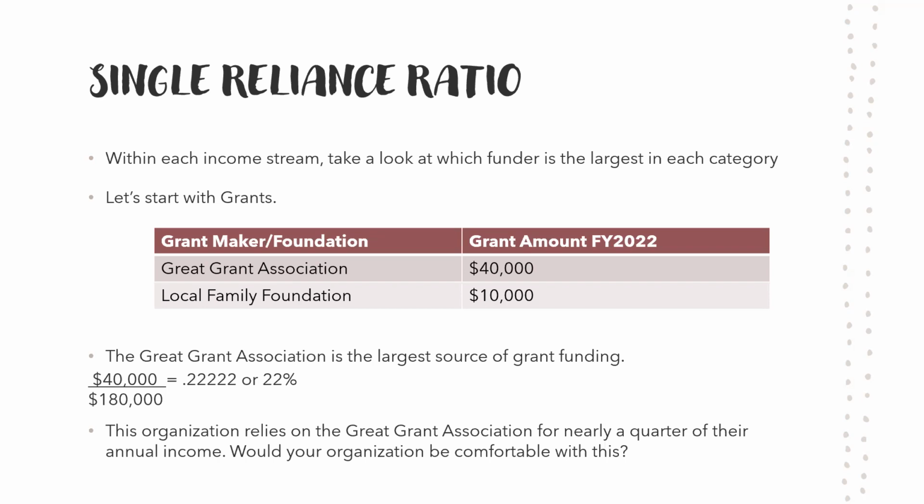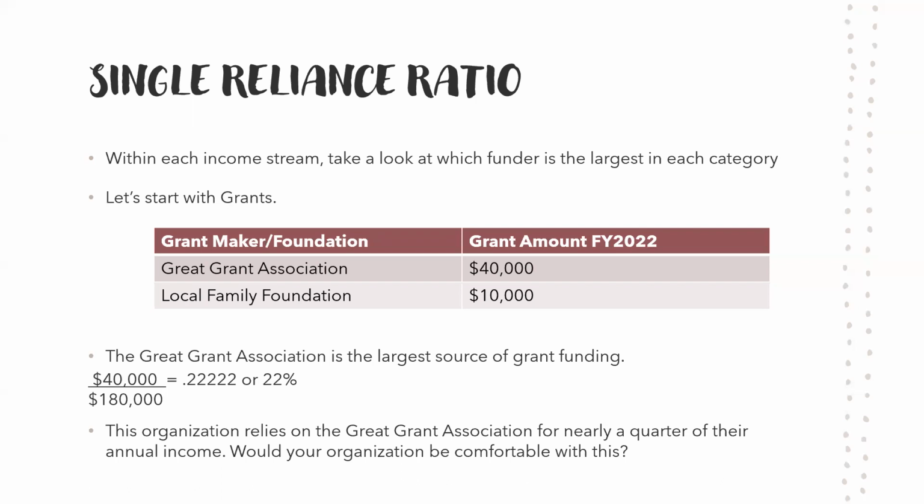And so we're going to do that math problem that we saw on the last slide, and we're going to take the amount of our largest funder divided by the amount of our annual budget. So you can see here, that's $40,000 divided by that $180,000 total annual income that we saw earlier, or 0.22222, which is 22% of the budget. So what we see here is that 22% of this organization's annual budget is reliant on this one association.